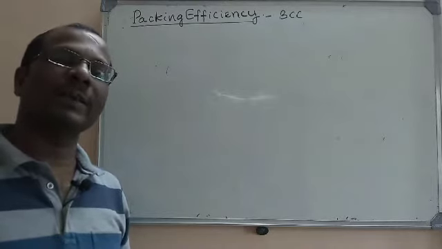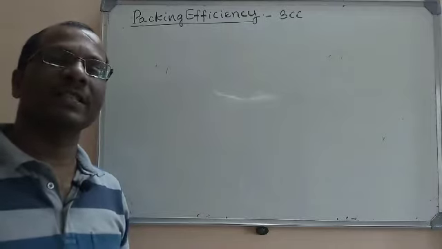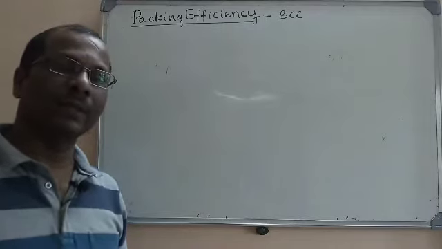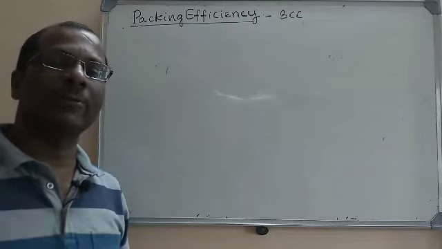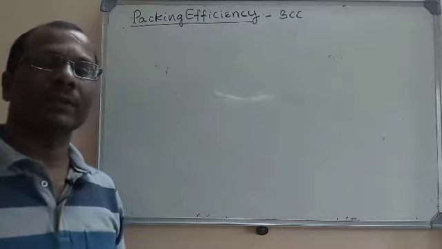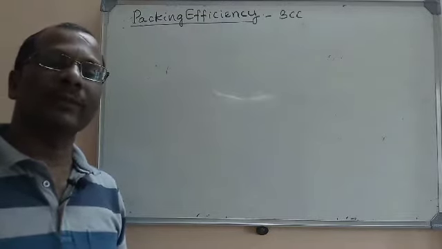The volume of any sphere is 4 by 3 pi r cube. So if one atom is there in that unit cell, it is 1 into 4 by 3 pi r cube. If you have two atoms, 2 into 4 by 3 pi r cube is the volume occupied by the spheres, and so on. And in the denominator, what we have is the volume of the unit cell.